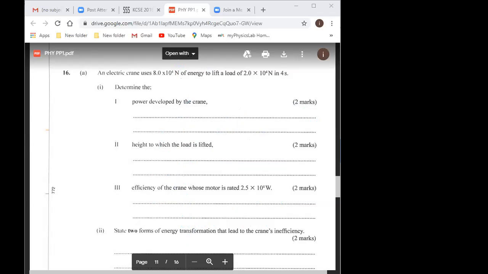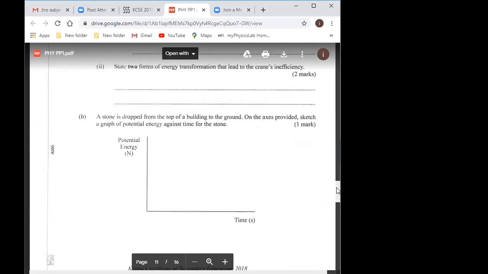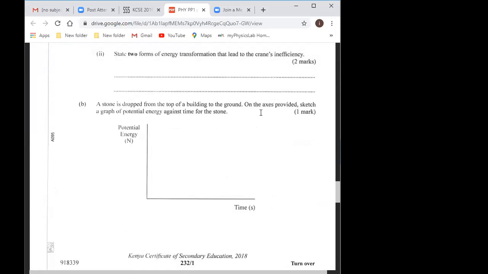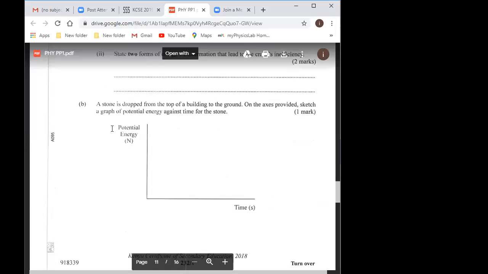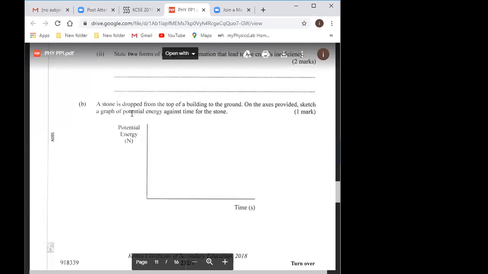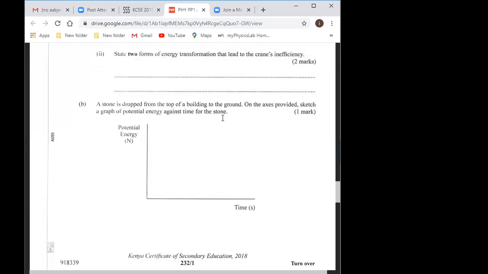We'll move on to the next. Let me check whether you have a question that you can manage. Part B. A stone is dropped from the top of a building to the ground. On the axis provided, sketch a graph of potential energy against time for the stone. When the stone is at the top, the potential energy is maximum.